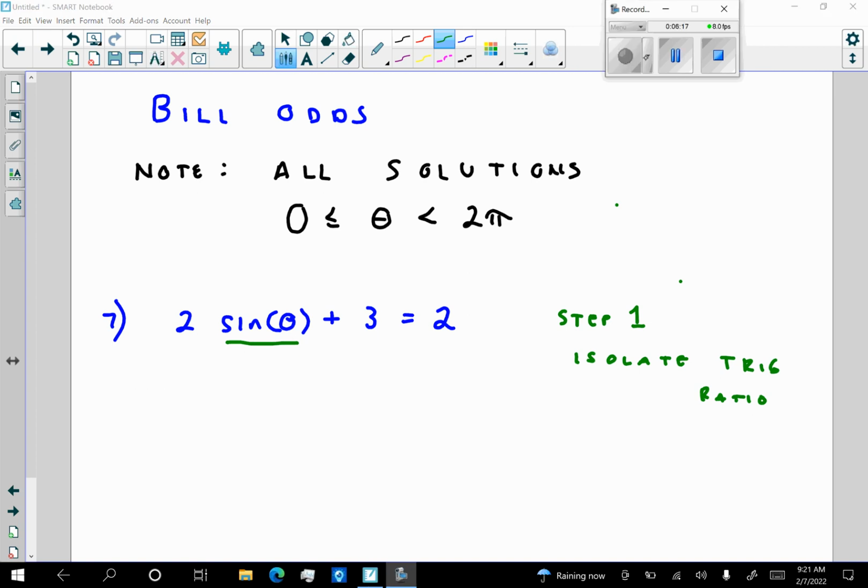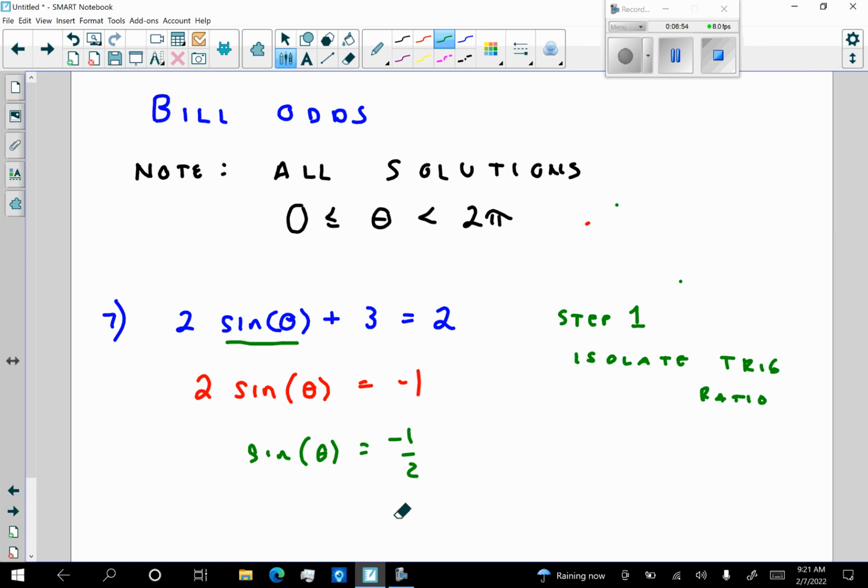If I'm going to solve this trigonometric equation for the trig ratio, I'm going to treat that sine of theta right now as a variable. The first thing I'm going to do is subtract 3. I don't need to show all of this work, but if I subtract 3 from both sides, 2 minus 3 is -1. Now I'm going to treat that as an equation: 2 times something is equal to -1. And that tells me that the sine of theta is equal to -1/2.